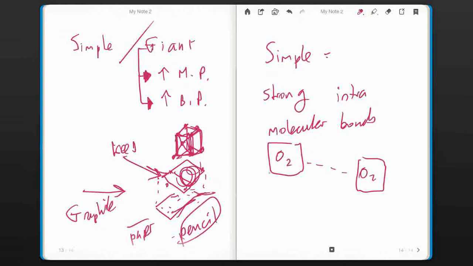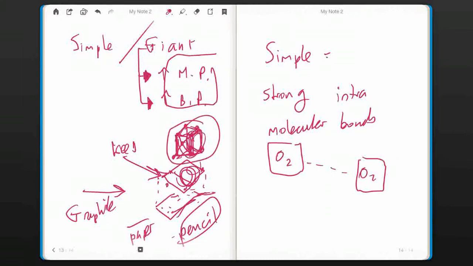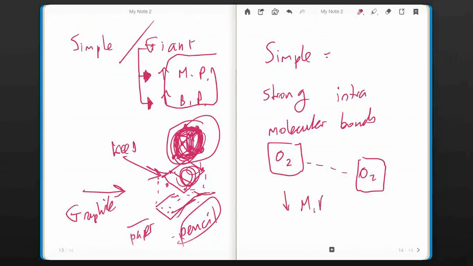The intermolecular bonds are what really determine the melting point and the boiling point. So for this, you have really strong bonds because everything's connected. There isn't really an intermolecular bond because it's all connected into one huge lattice. Well, with these, you do have intermolecular bonds. They're weak, so you get low melting points and low boiling points.